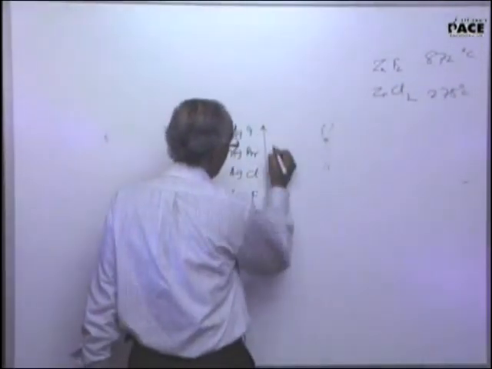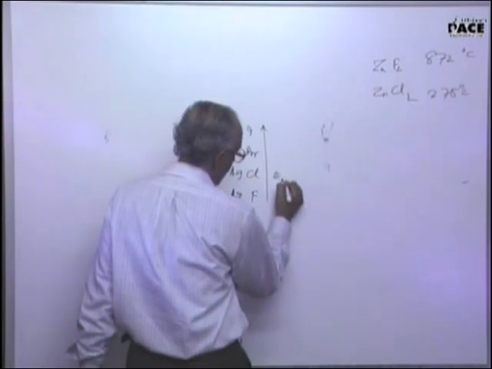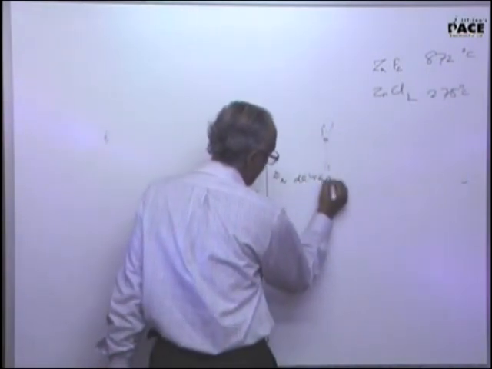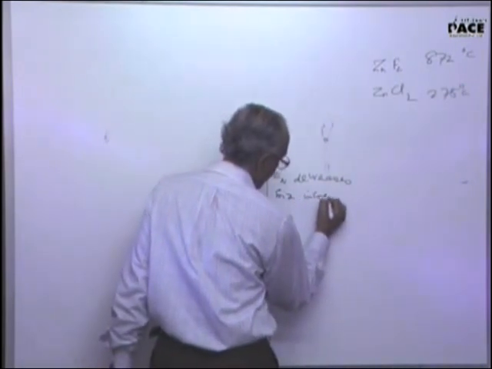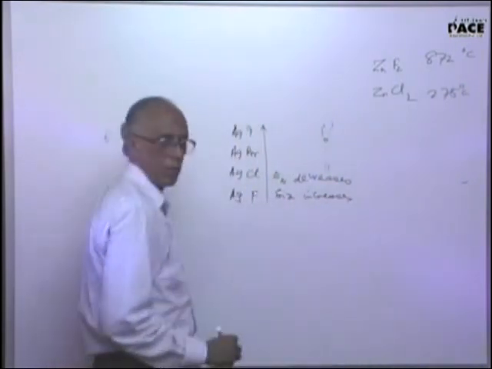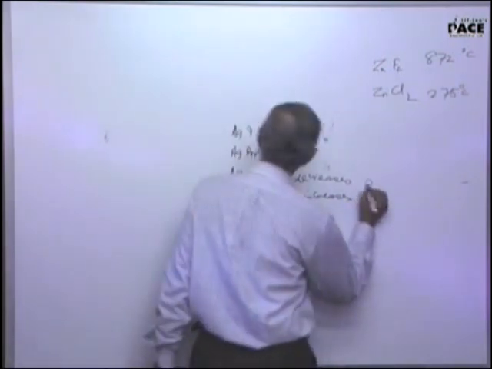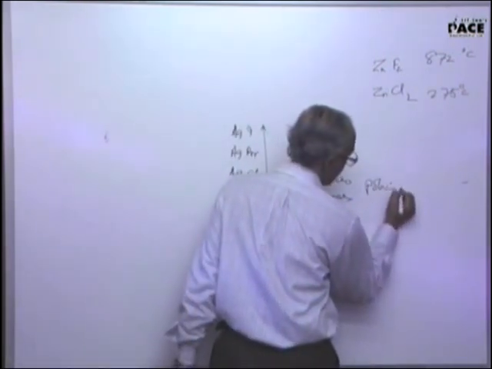Two things are happening here. The electronegativity decreases, size increases. That means polarizability increases.